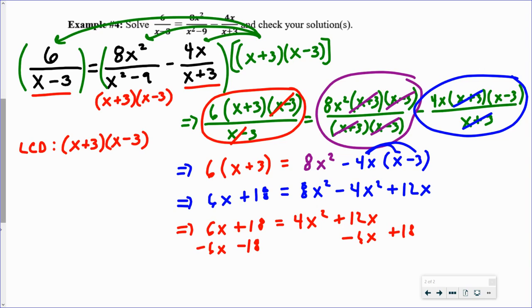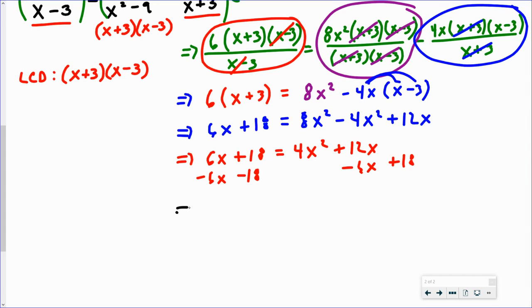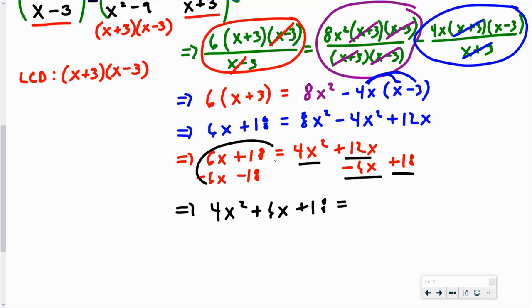All right. I apologize for the handwriting. My computer is not liking this right now. So this leaves us with 4x squared. 12x minus 6x is positive 6x. And then the positive 18. And that's going to equal, all of this over here zeros out. And now we are left to solve this equation.